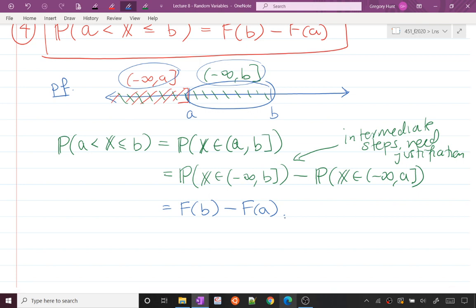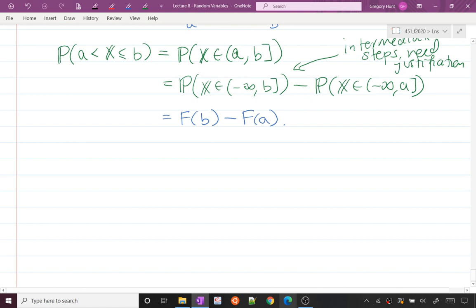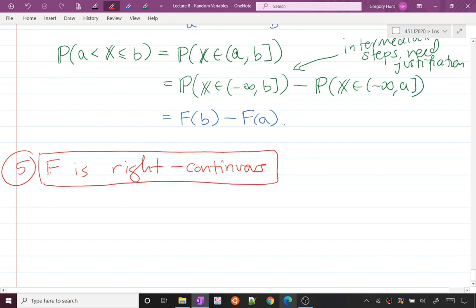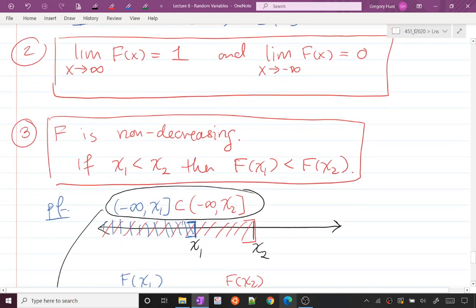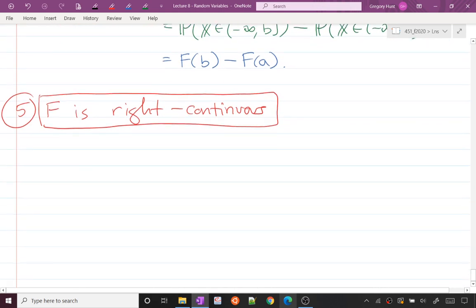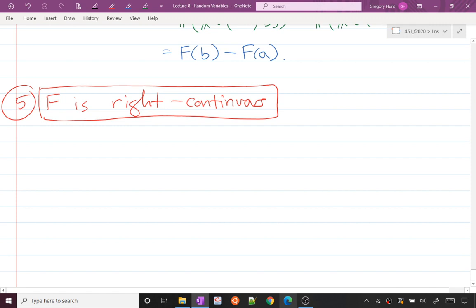Okay. The last fact, which seems a bit esoteric but is actually pretty important, is fact 5: F is what we're going to call right continuous. Notice that all of these facts have been true so far for our example up here, and these are generally good. What the heck does right continuous even mean?